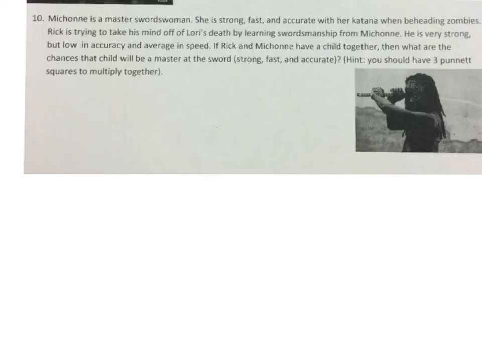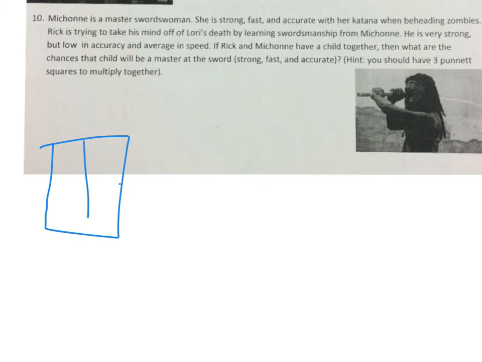Okay, so Michonne is a master swordswoman. She's strong, fast, and accurate with her katana when beheading zombies, because that's the only thing that you should use a sword for. Rick is trying to take his mind off Lori's death by learning swordsmanship from Michonne. He is very strong, but he's low in accuracy and average in speed. So if Rick and Michonne had a child, what are the chances that they would be a master at the sword? So we're using, with our 3 Punnett squares, the same letters, the same traits that we did in problem 9. So again, we need 3 Punnett squares.